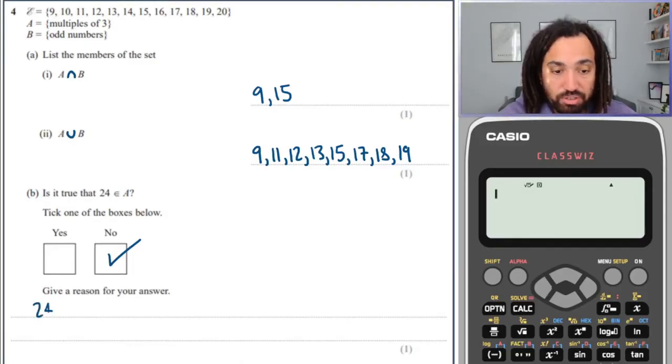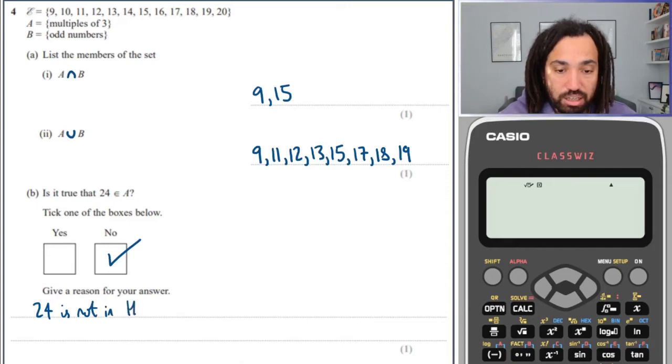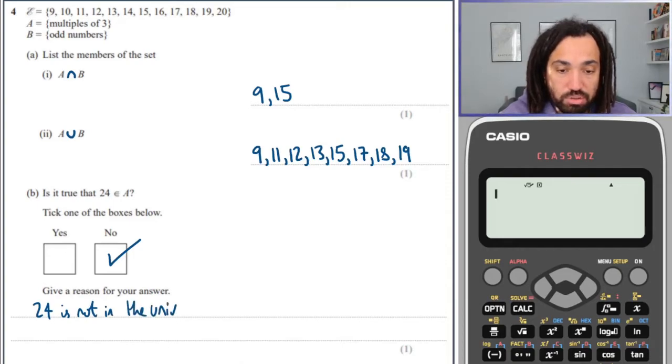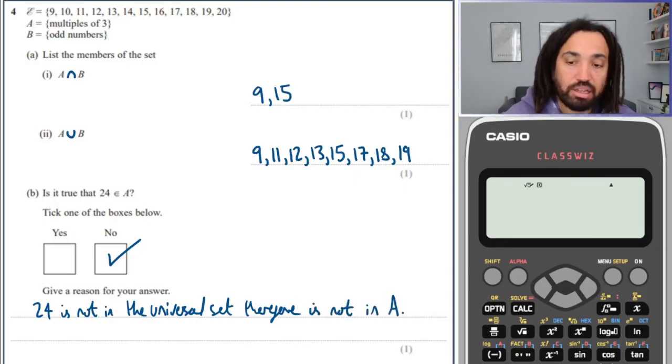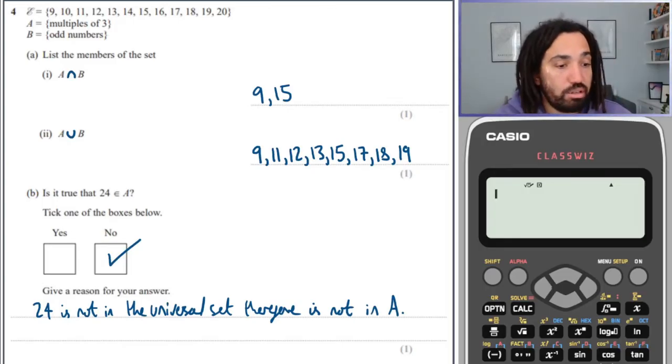We can say that 24 is not in the universal set, therefore is not in A. Perfect. But there's more.